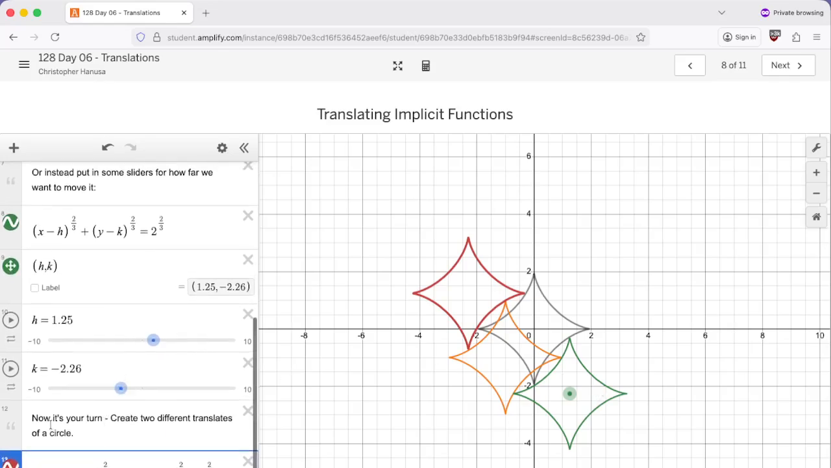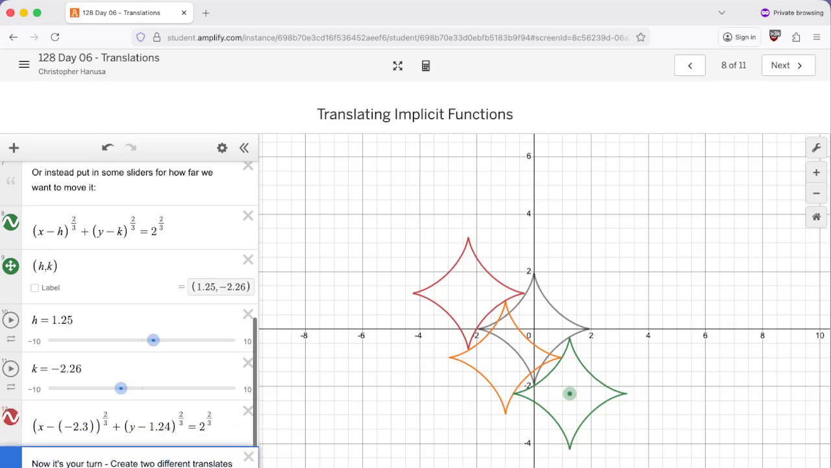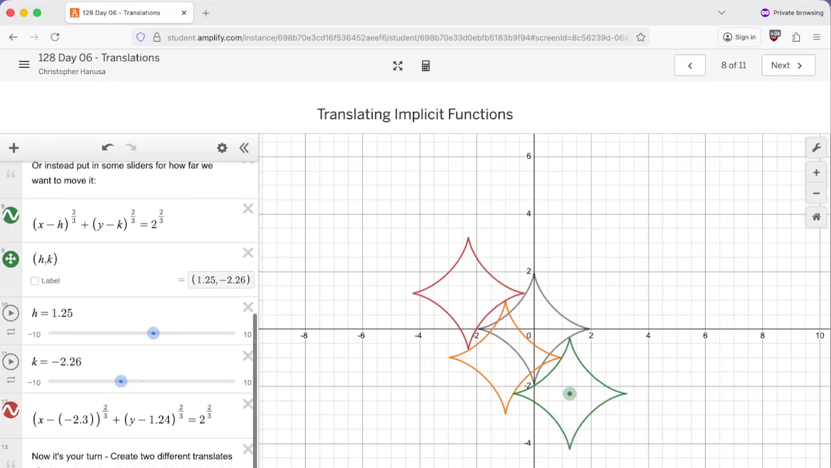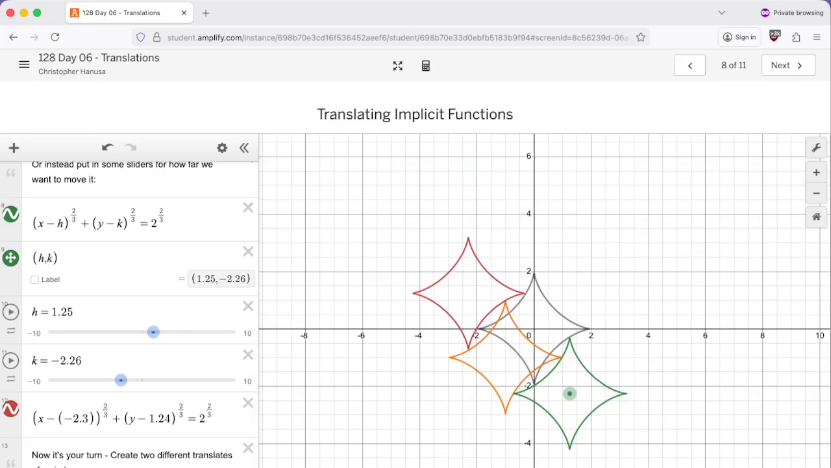Look at that. Okay, so now it's your turn. Let's create 2 different translates of a circle. Okay, gosh, so maybe we have to go look this up, or maybe you remember this. We need the equation of a circle. The equation of a circle is x squared plus y squared equals r squared.